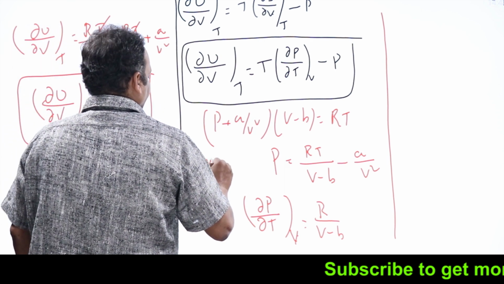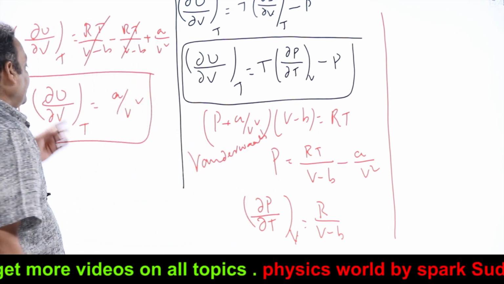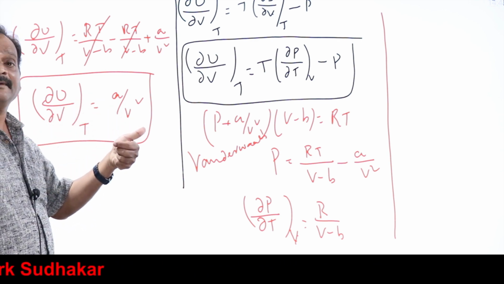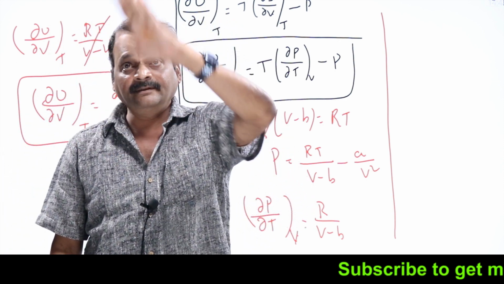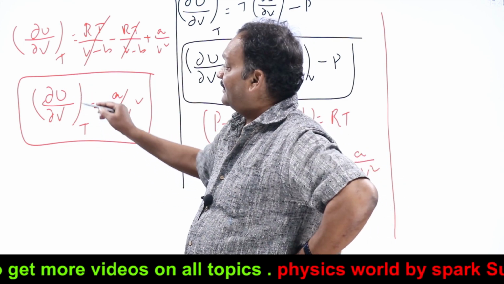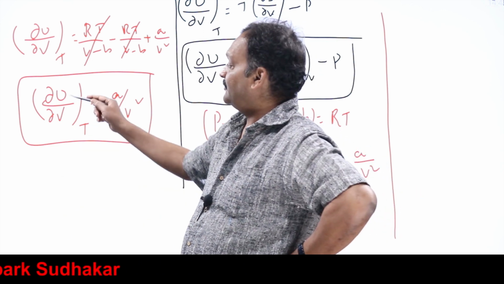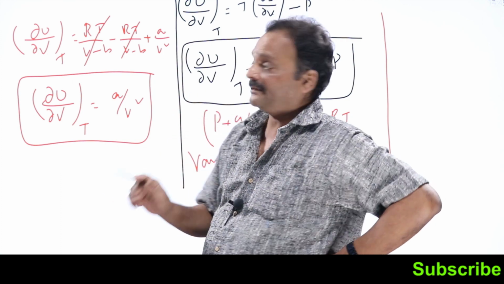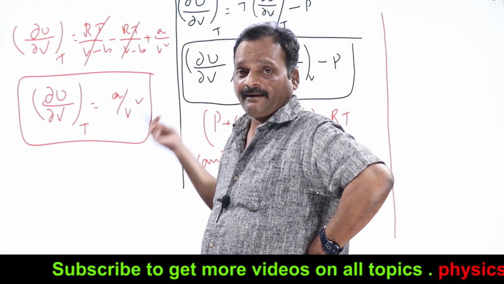For a van der Waals gas, internal energy varies with volume at constant temperature. For an ideal gas, if you keep temperature constant, internal energy remains constant even if you increase or decrease the volume. But for a real gas or a van der Waals gas, internal energy varies with volume also even though temperature is constant. So what is dou U by dou V at constant T equal to A by V square? This also may come in the examinations. Remember that for a van der Waals gas, dou U by dou V at constant T is equal to A by V square.